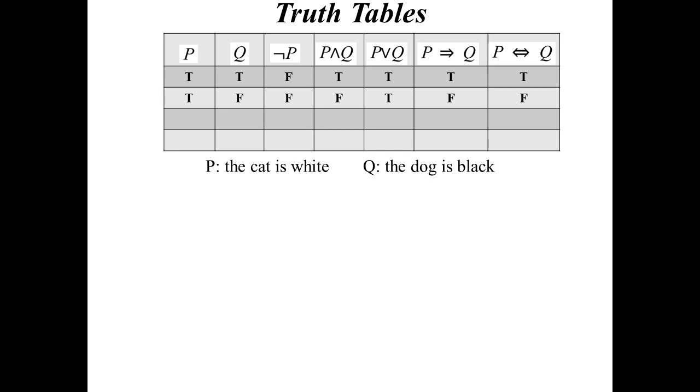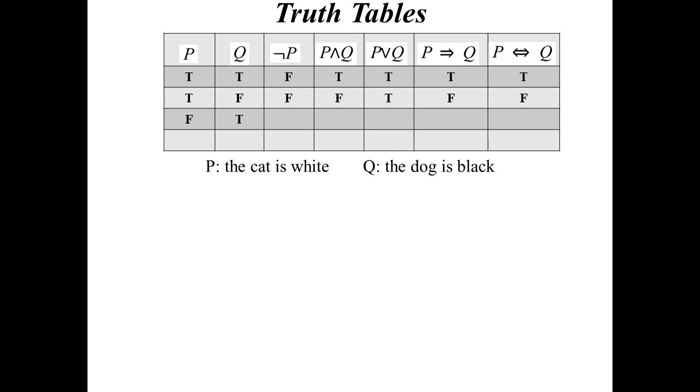P or Q, however, would still be true, because we say the cat is white or the dog is black. Well, the dog's not black, but we do know the cat is white, so this is still true. P implies Q would now be false, because we have P, but we don't have Q. So P does not imply Q. Remember, Q was a necessary condition for P. And P being equivalent to Q, well, no, because they're not both true.